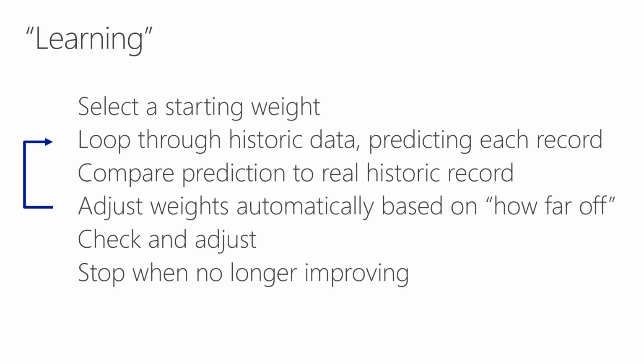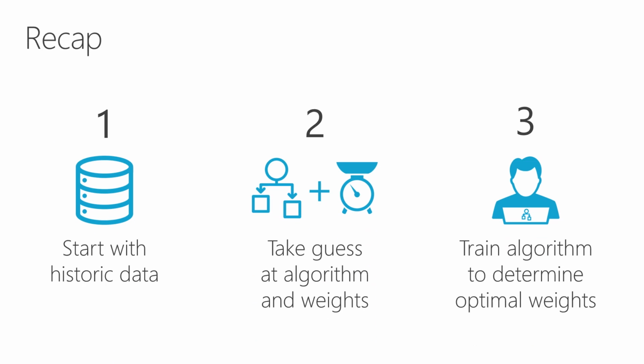So everything's starting to get pretty complicated at this point, even with the simple example of linear regression. So let's take a recap. We start with our historic data. We have that historic data where we know the answers. Then we take a guess at some optimal weights and kind of take a guess at the algorithm itself. We know that we want an algorithm that's for scaling data, so that gives us a starting point, but there are some options even within that. Then we train the algorithm.